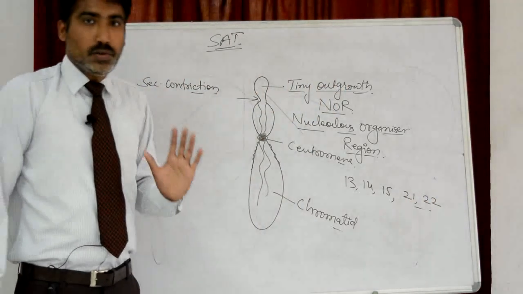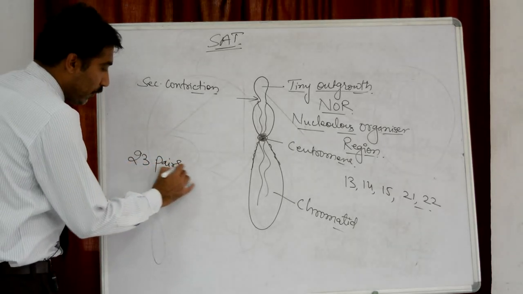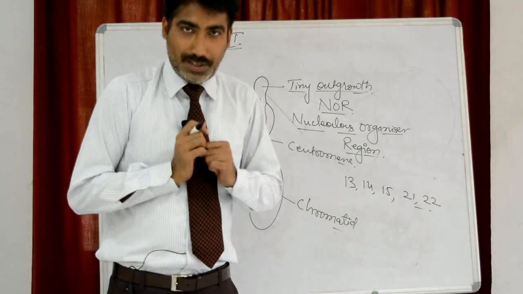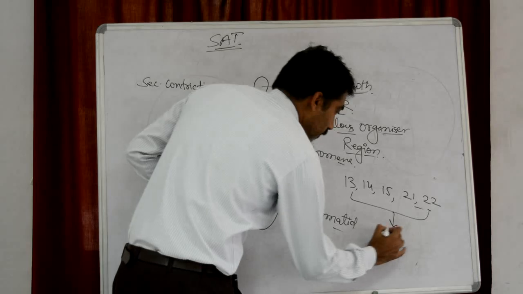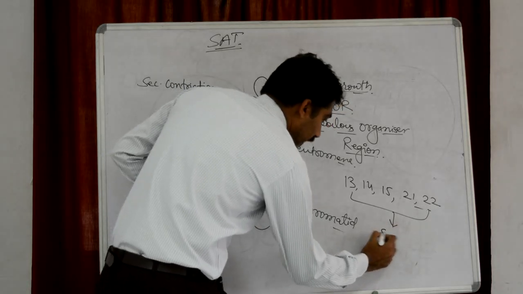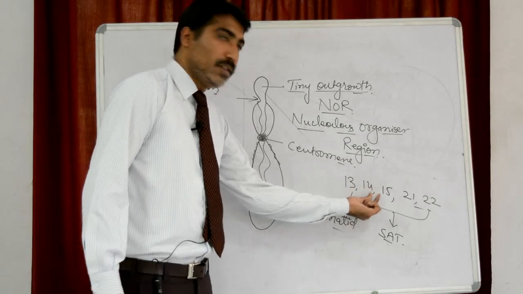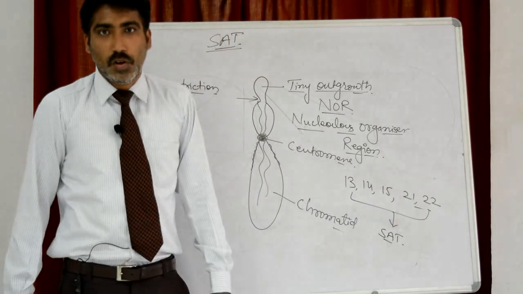As you know, my dear students, we have a total of 23 pairs of homologous chromosomes in our somatic cell or body cell, in which these 5 pairs come under the category of satellite chromosome: 13th pair, 14th pair, 15th pair, 21st pair and 22nd pair.